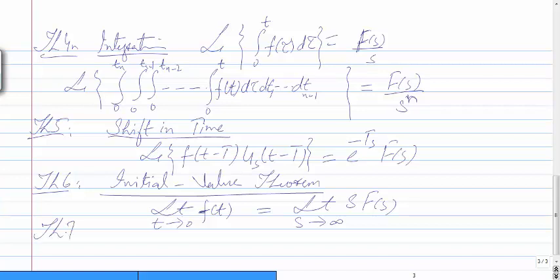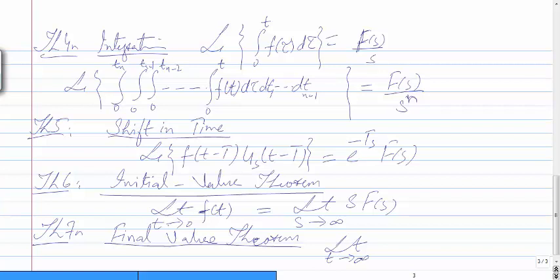And the last theorem, which is also very important and used a lot, is the final value theorem. Now, in control systems we are normally very interested in the final value of the response, so this theorem is used a lot there. It says that the limit as t tends to infinity of f of t is equal to the limit as s tends to 0 of s times F of s. So we can use it to find the final value of the system.